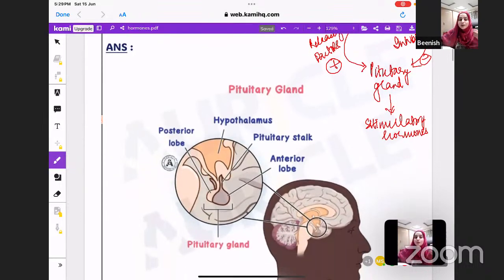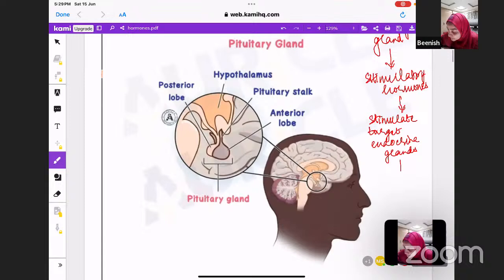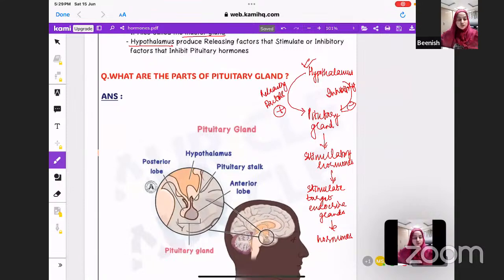Then these stimulatory hormones are going to stimulate the target endocrine glands. Okay, so they stimulate target endocrine glands, and then these glands secrete the various corresponding hormones. Okay, so that was a little flow chart to explain how it's working.